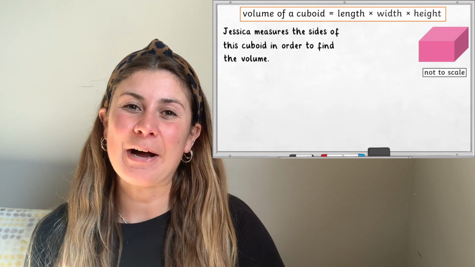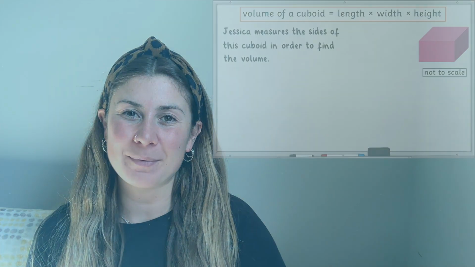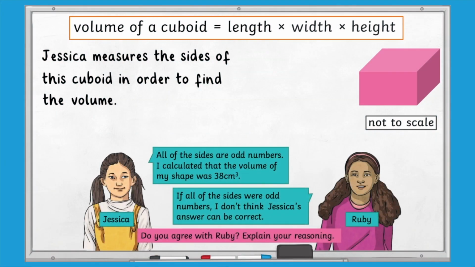Now, I think you're ready for a challenge. Jessica measures the sides of this cuboid in order to find the volume. She says all of the sides are odd numbers, and she calculated that the volume of the shape was 38 cubic centimetres. Ruby says that if all of the sides were odd numbers, then Jessica's answer cannot be correct. Do you agree with Ruby? And don't forget to explain your reasoning. Pause here and have a go at the question, and then press play again when you're ready to continue.